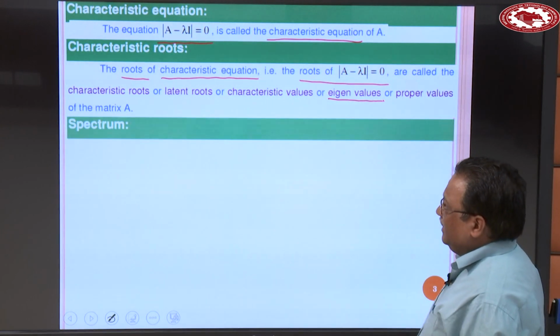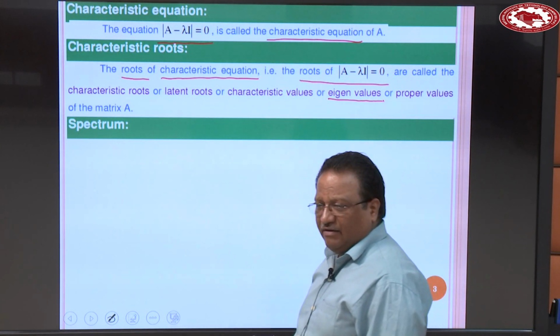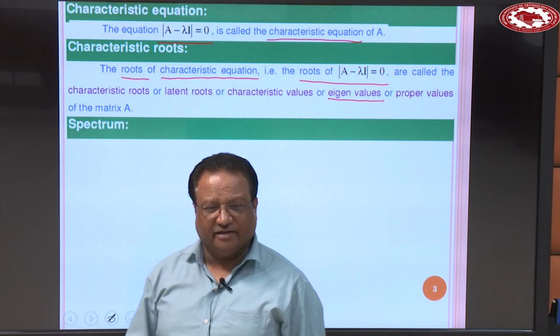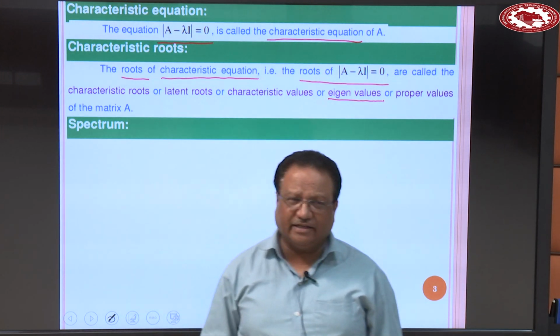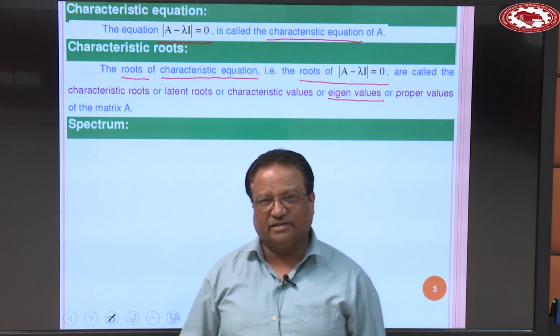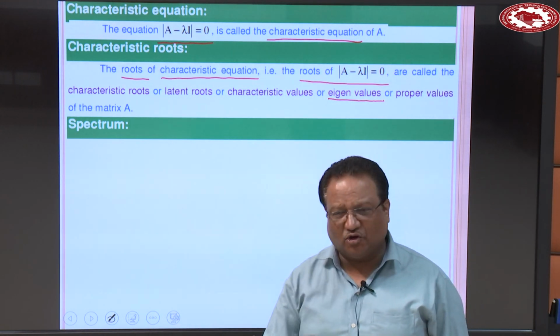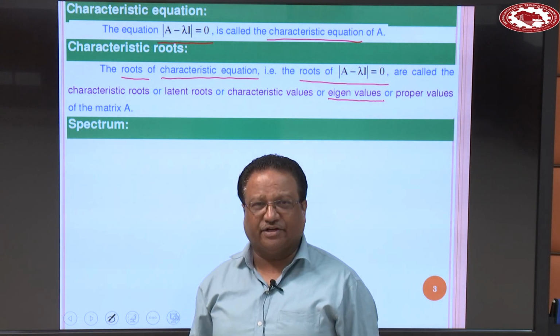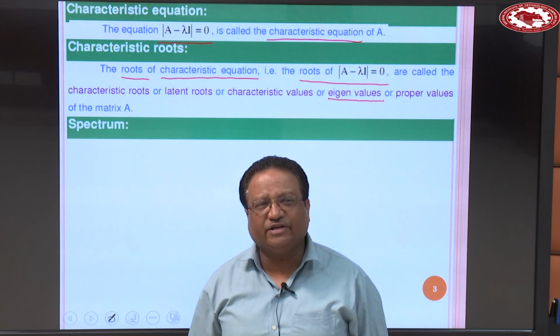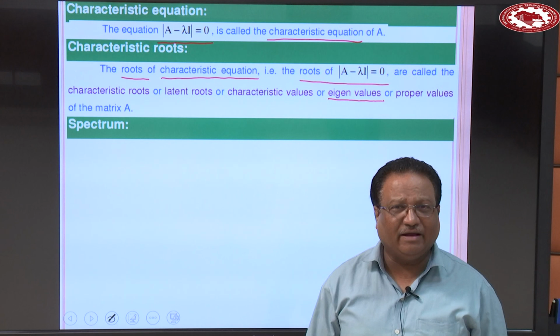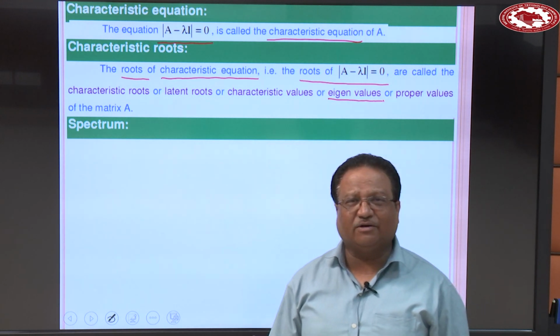Suppose we have a matrix of order 3. Then we have 3 roots. So, determinant of A minus lambda I is equal to 0. When you solve, you will get a cubic equation. When we have a cubic equation, it means we have 3 roots of lambda. Suppose lambda 1, lambda 2, lambda 3.